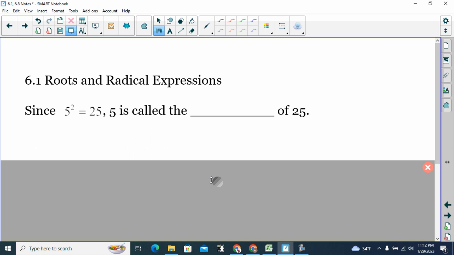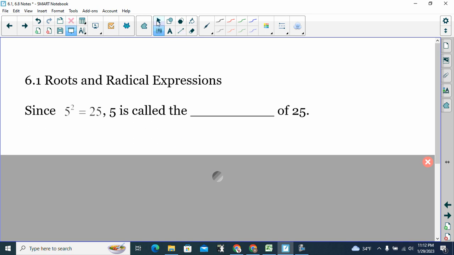expressions. So 5 squared is equal to 25. Hopefully we can all agree on that. So 5 is called the square root of 25. If something squared equals something else, we say that first something, in this case 5, we define that as the square root.